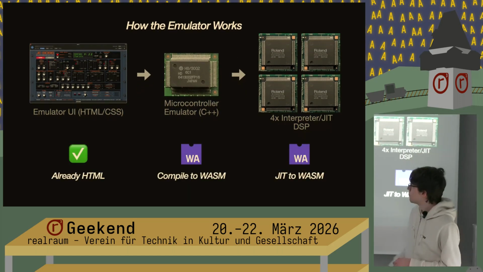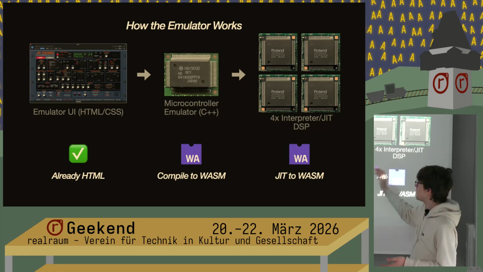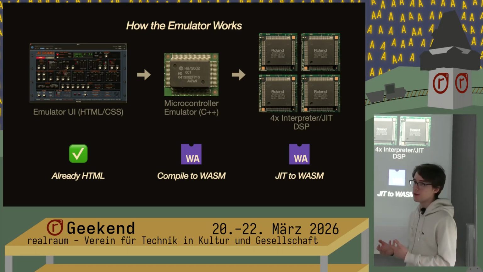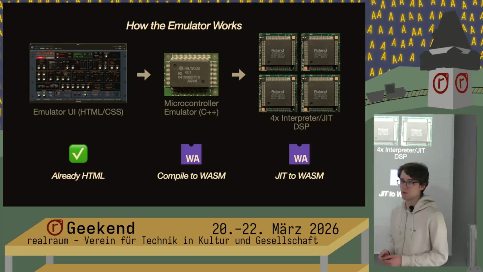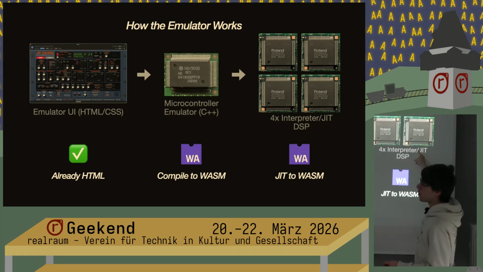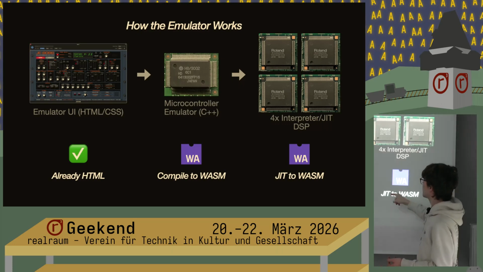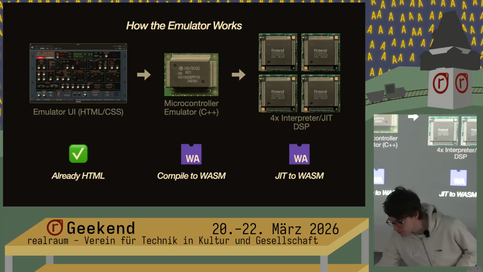So if we want to run this, the emulator UI is already done. The microcontroller emulator, we can compile that to WASM. It's not JITted even in the original emulator, so that's not going to be that big of a problem. It should just work if we compile it with Emscripten. And the difficult part is going to be this, because we need to convert the JIT that we did for ARM and x86 into WebAssembly.